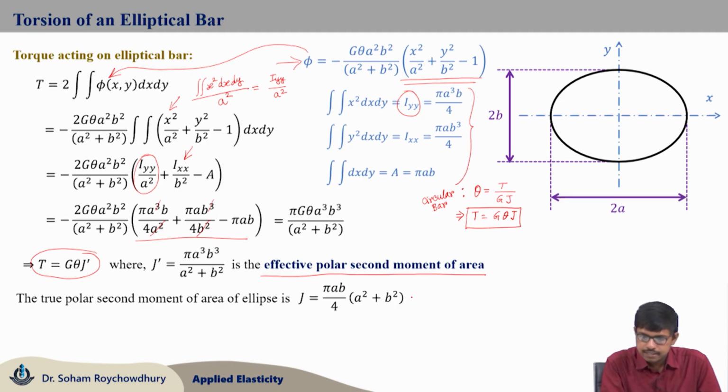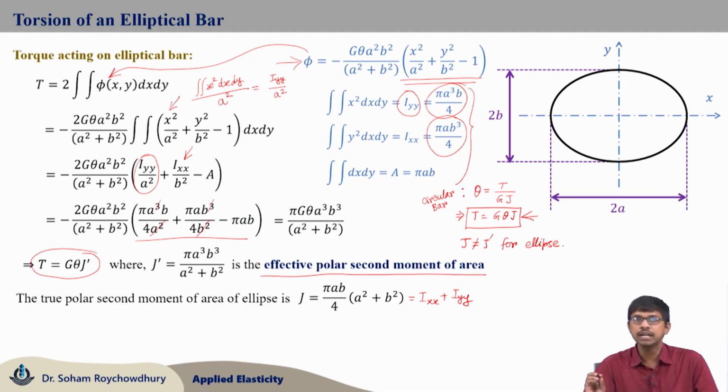This is simply the summation of I x x and I y y. By definition, whatever I x x and I y y we had, if you sum them up, you will get the actual polar second moment of area of this elliptic cross section. Now, you can see this J is not equal to J prime for the ellipse. So, thus the simple theory of torsion is not valid. If you try to use this formula, we will end up with a wrong result, but for a circle that should be the same. Now, let us verify that.